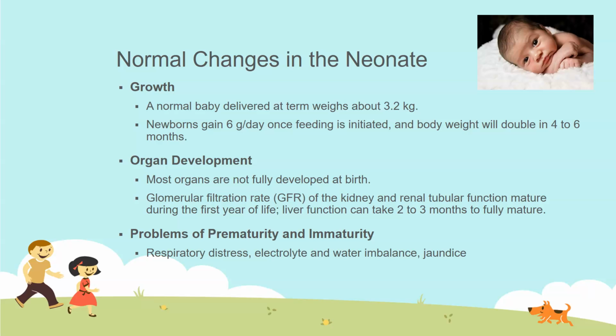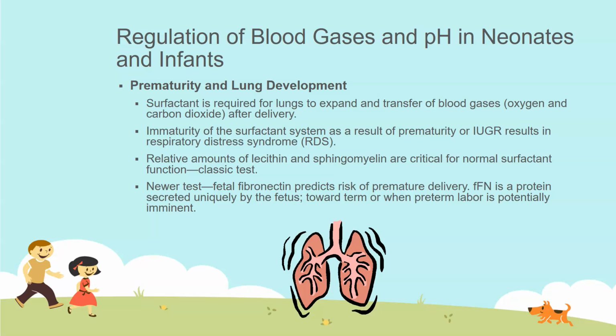Most organs are not fully developed at birth. For example, the glomerular filtration rate of the kidneys and the renal tubular function mature during the first year of life, and the liver function can take 2 to 3 months to fully mature also. Some of the problems of prematurity and immaturity are respiratory distress, where they are not making enough surfactant to keep their lungs open; electrolyte and water imbalances, since the kidneys aren't working fully yet; and jaundice, because the liver is not working fully yet.